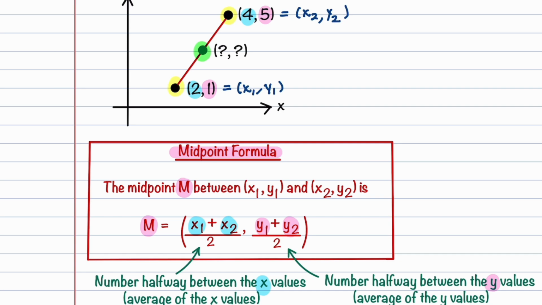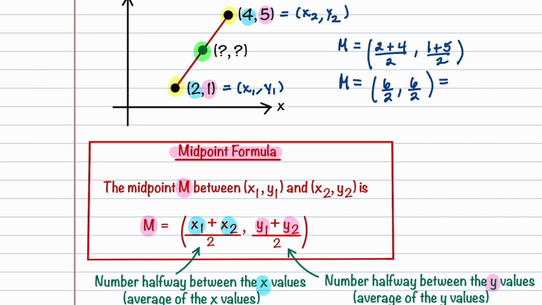To find M, we're going to take the 2 x values, add them together, and then divide by 2. So this is going to be 2 plus 4 divided by 2. And then the 2 y values, which are highlighted in pink, we're going to add together and divide that by 2. Our midpoint is then 6 divided by 2, and then 6 divided by 2, and this point is equal to 3, 3. Point 3, 3 is then the midpoint between these 2 points.